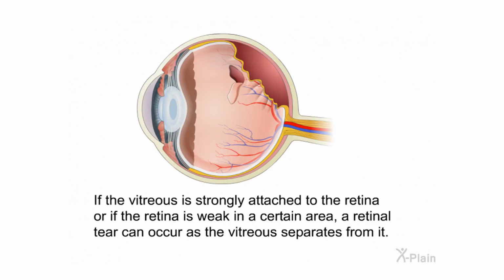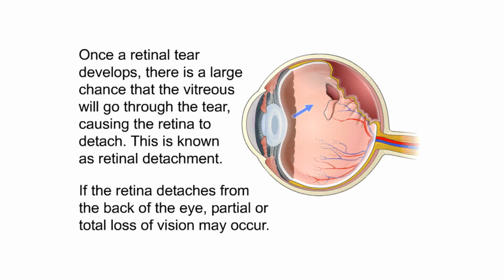If the vitreous is strongly attached to the retina, or if the retina is weak in a certain area, a retinal tear can occur as the vitreous separates from it. Once a retinal tear develops, there is a large chance that the vitreous will go through the tear, causing the retina to detach. This is known as retinal detachment. If the retina detaches from the back of the eye, partial or total loss of vision may occur.